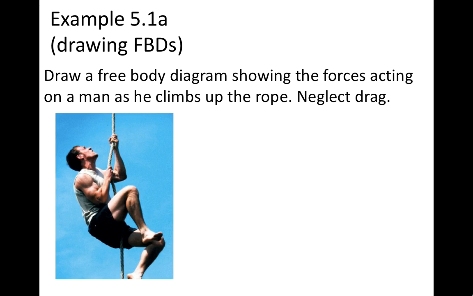So in this, we want to draw a free body diagram for a man as he's climbing up a rope, and we're instructed to neglect drag. So first, we'll start by drawing the man as a dot, and we should always worry about the weight force. This is almost like a given, so we can always draw that arrow pointing down labeled W. And because the man is in contact with a rope, we should worry about the tension force. And the tension force, in this case, is going to be pulling the man up.